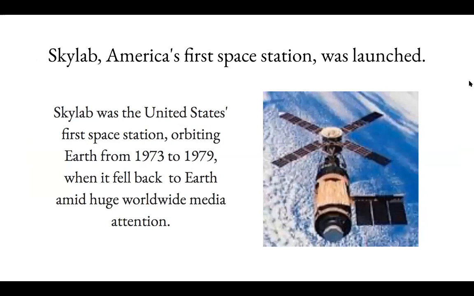Then in 1973, Skylab, America's first space station, was launched. It orbited the Earth for only 6 years, from 1973 to 1979, at which point it fell back to the Earth. It was planned to fall back to the Earth. It didn't just happen. They knew that was going to happen. There was a lot of worldwide media attention to this occurrence.